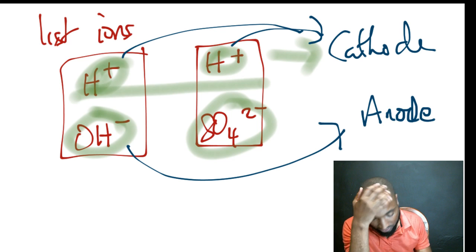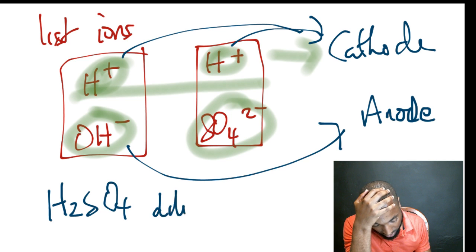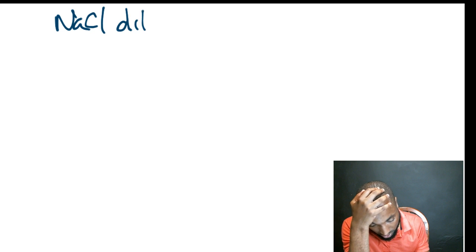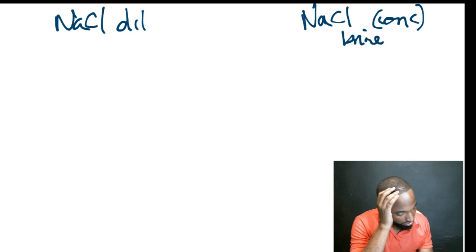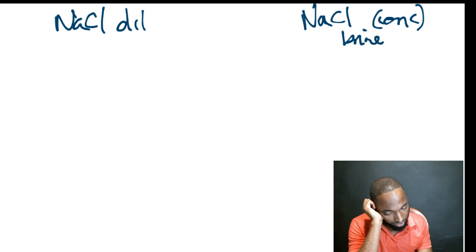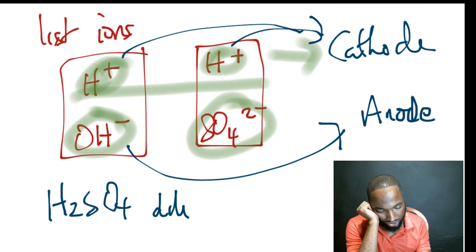This is just for H2SO4 if it's dilute. So let's look at the two settings now with NaCl. NaCl could be either dilute or it could be concentrated, aka brine, right? Now, for all of these, write the ionic equations, please. Write and explain the ionic equations.